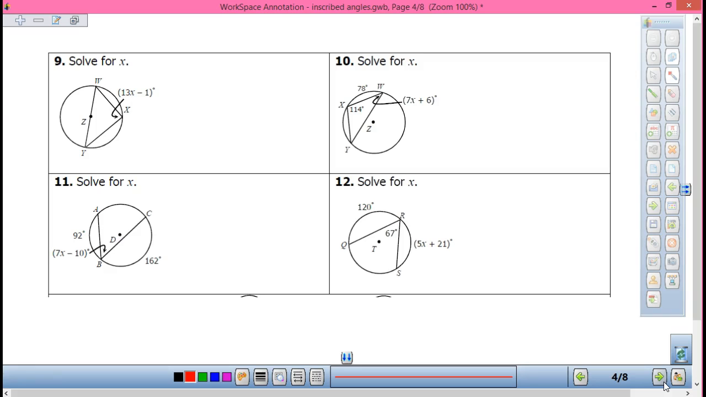Let's do number 10. Okay. If this is 78, if this is 114, what's this? 228, which leaves how much for this? 132 minus 228 minus 78. 54. Didn't see that 78. That's all right.